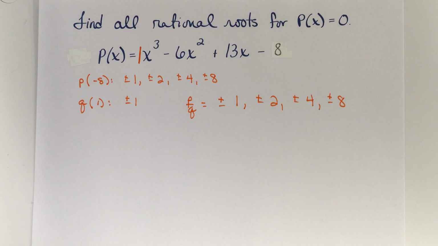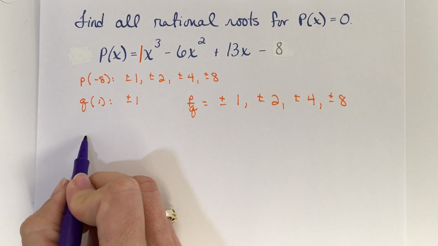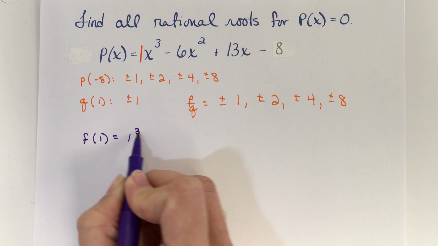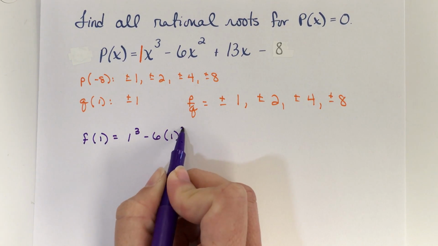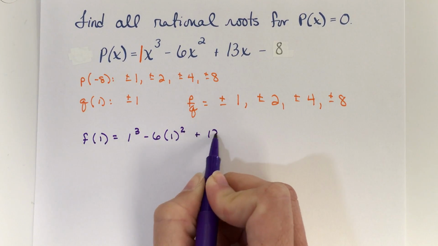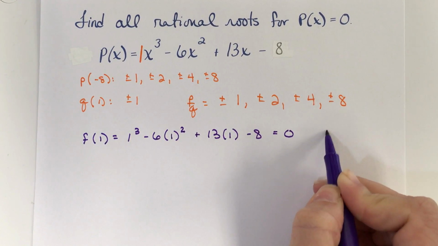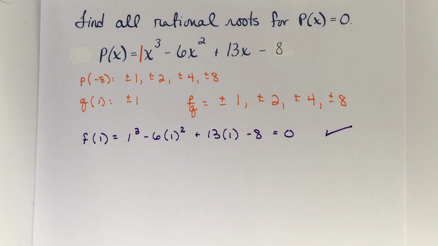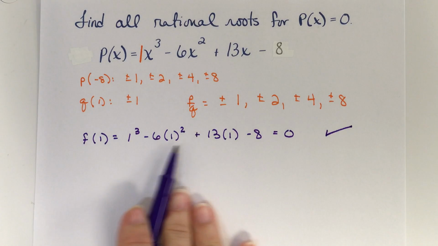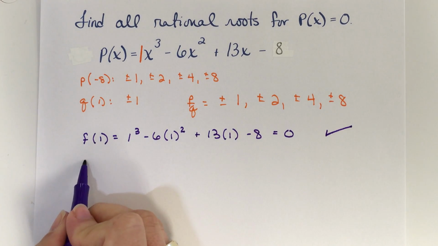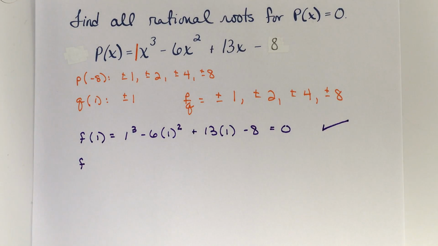Okay, so now if you start substituting in these values, start with positive 1. That means you would have 1 to the 3rd power minus 6 times 1 to the 2nd power plus 13 times 1 minus 8. This one's actually going to give you 0, and that's what you're looking for. When they want you to find the rational roots, they're wanting to know the values that are going to cause this to equal 0.